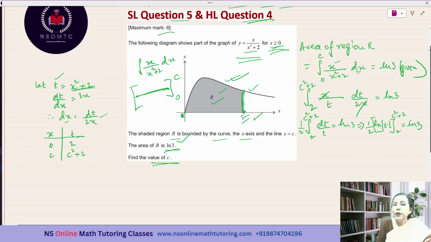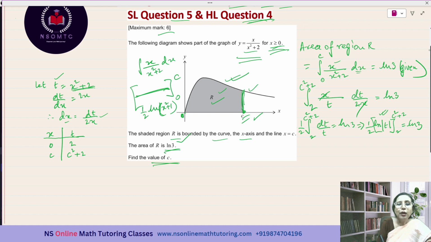And from here, for the SL people, you'll not be taking 2 and c squared plus 2. Rather, you have got the answer as half ln t, so you will be writing half ln of x squared plus 2. You can put the absolute value or you can leave this, because x squared will be a positive number plus 2, it will be a positive number. So you can just put the brackets. No need of putting the absolute value notation.